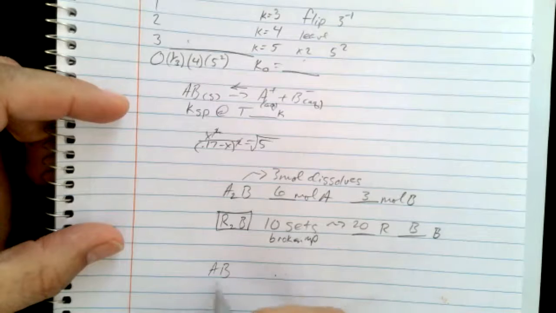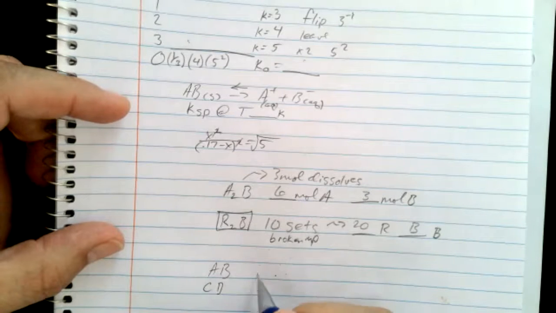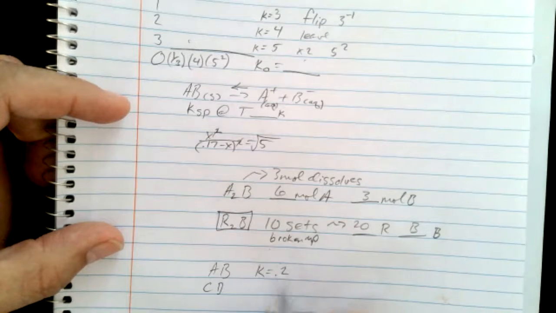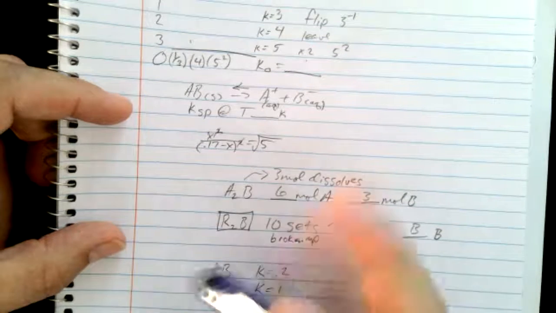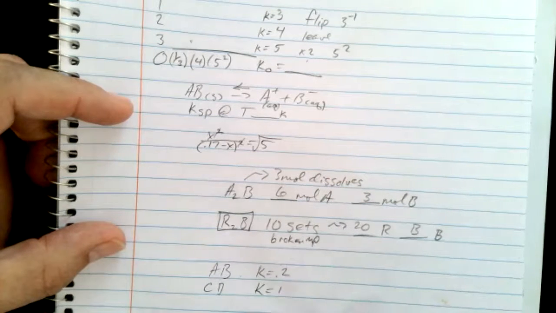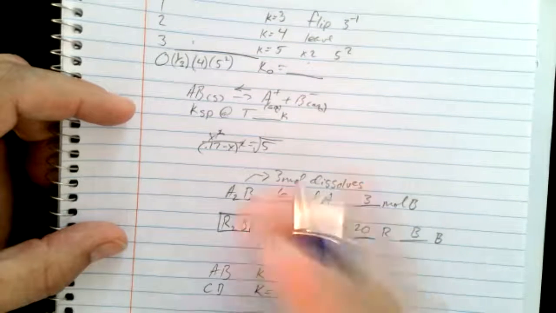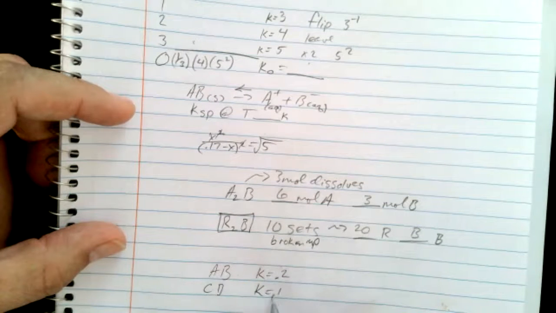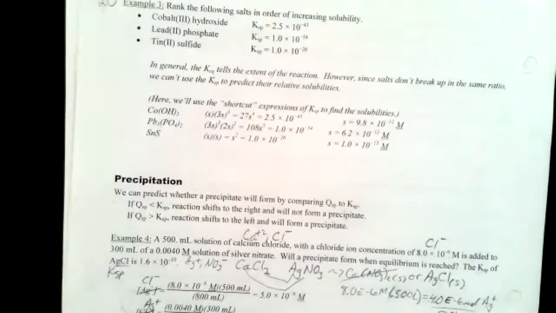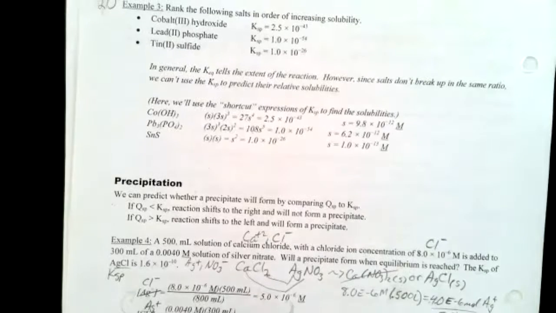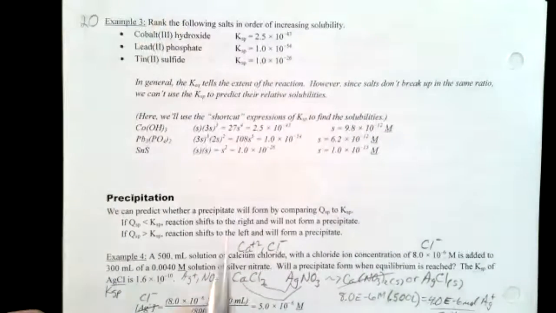If you have salt AB and salt CD, and this K equals 0.2 and this K equals 0.1, then this dissolves better. However, Chris is right, and they are right. The real solubility is based on the S value.